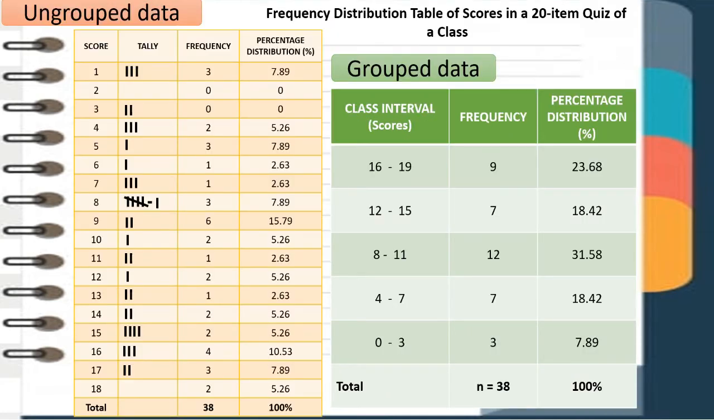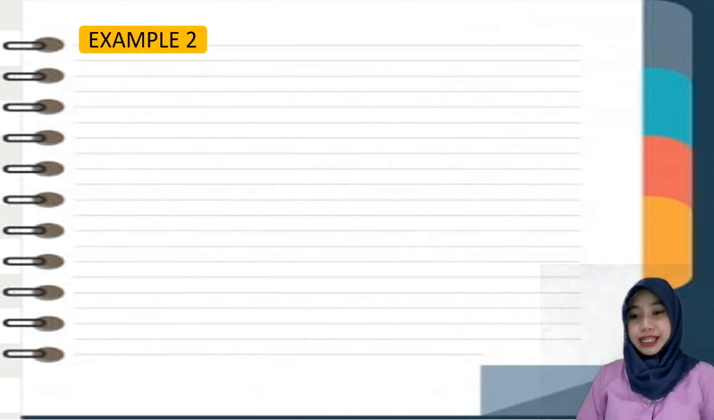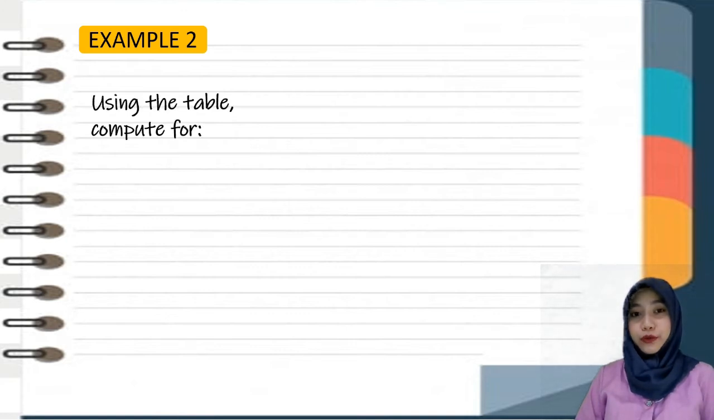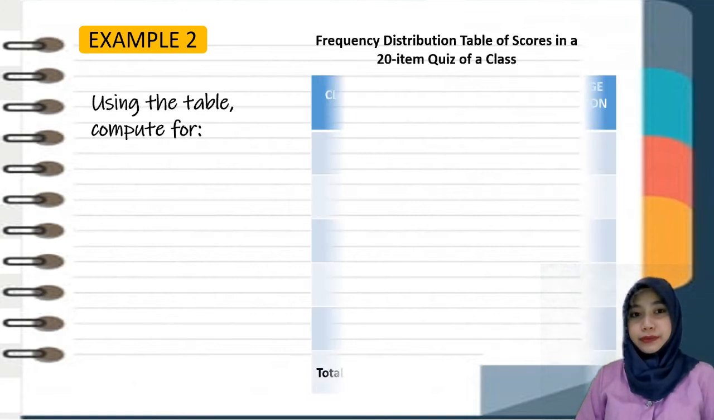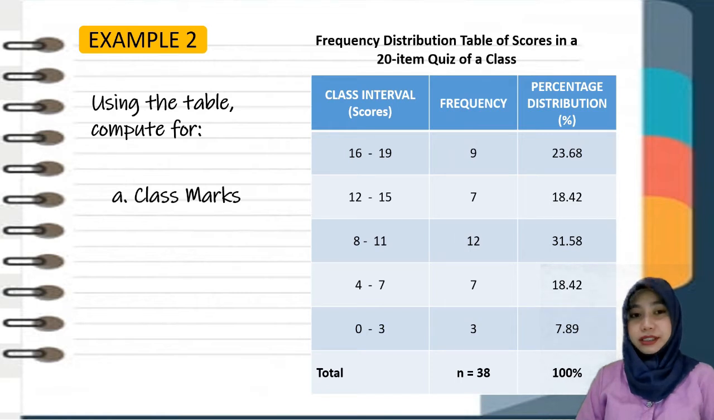Now this is the frequency distribution table for ungrouped data and grouped data. Let us now proceed with example number 2. Using the table, compute for A. Class marks, B. Class boundaries.